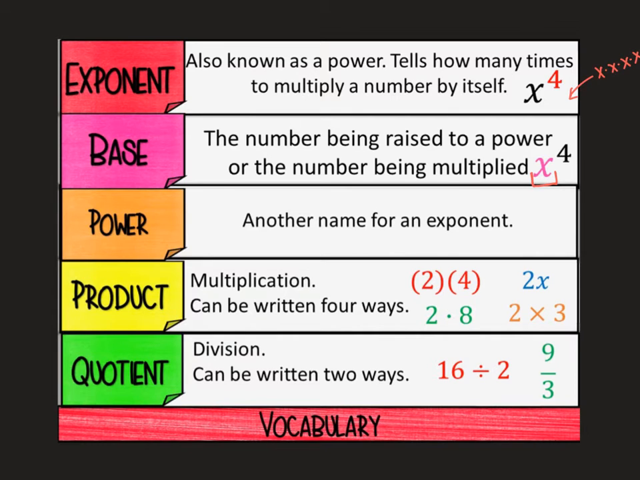Product means multiplication. Here you have an example of the different ways you can write multiplication. And quotient means division, and it can be written 2 ways. So there's your 2 examples for division.